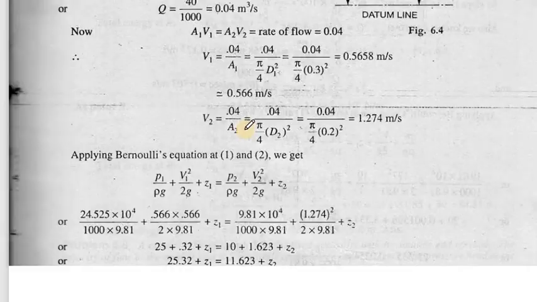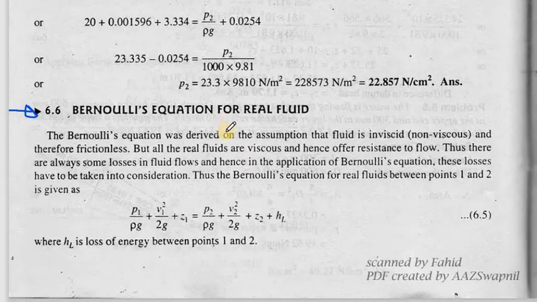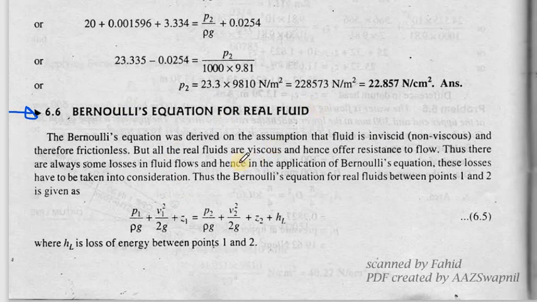The final equation for real fluid changes. So the equation for the real fluid is P1 by rho g plus V1 square by 2g plus Z1. This is the pressure head at the first point, this is the velocity head, and this is the datum head at the first point. Then P2 by rho g is the pressure head at the second point, plus the velocity head and datum head at the second point, plus HL. HL is nothing but the losses which we have taken into consideration because the fluid is not an ideal fluid, it is a real fluid.